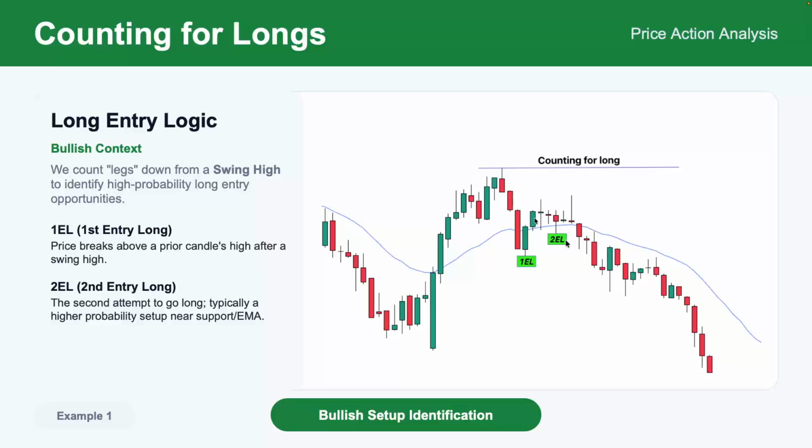This is the first bar which broke the previous bar high. So this green bar will be marked as first entry long. And this bar broke the high of the previous red bar. So that will be marked as second entry long. This was the first entry long, the first time the high of a bar was broken. This is the second time the high of a bar has been broken. But this is an inside bar, so I mark the mother bar as the second entry long. Okay, this is how we count for longs.